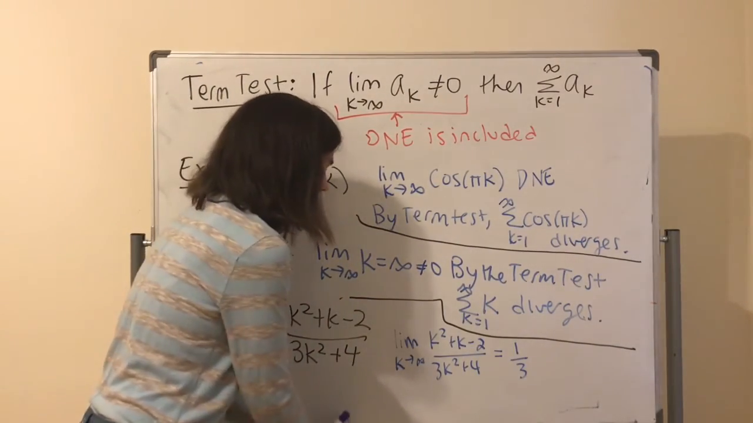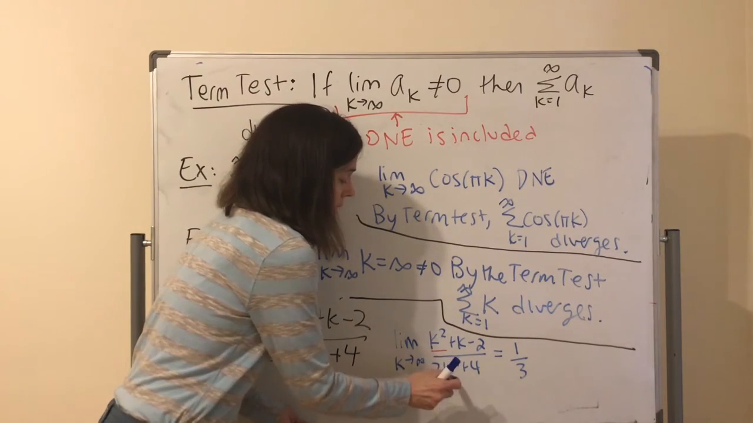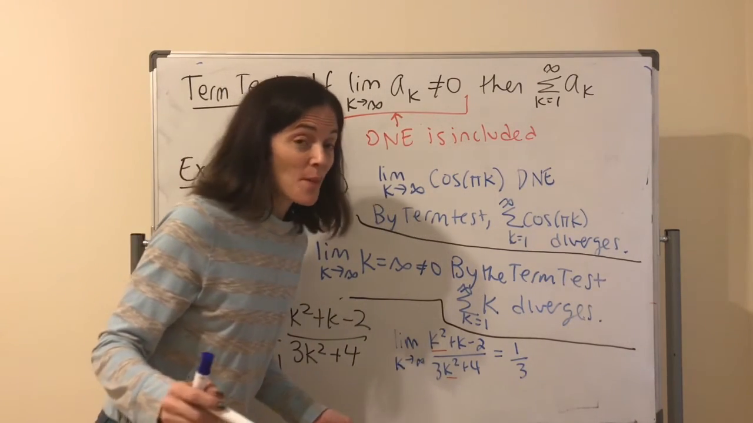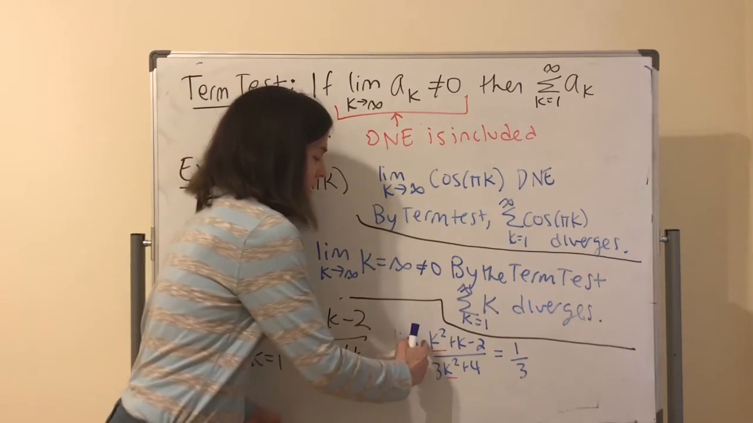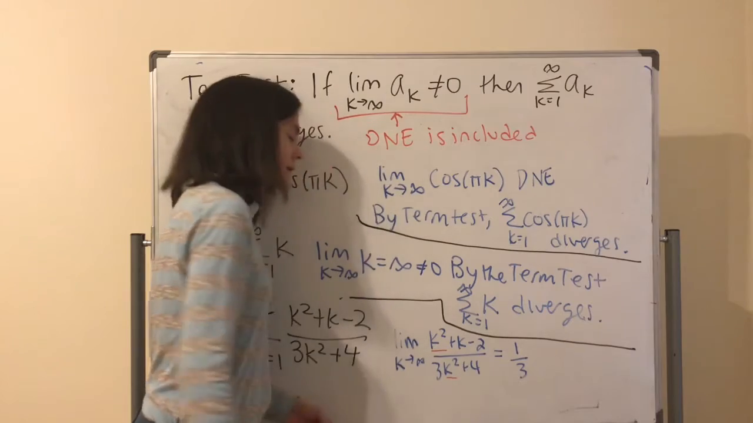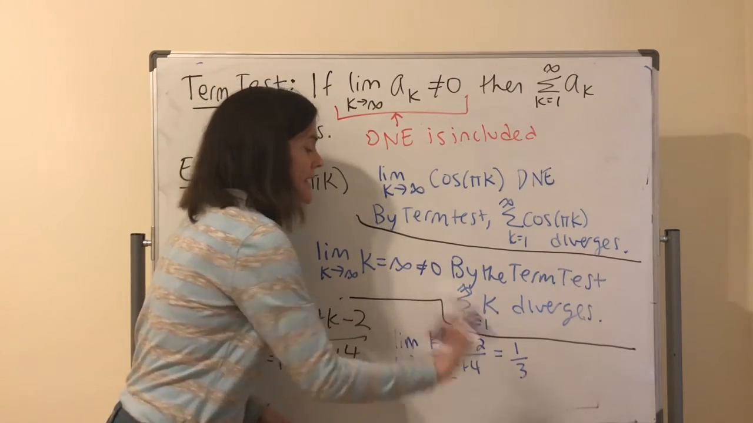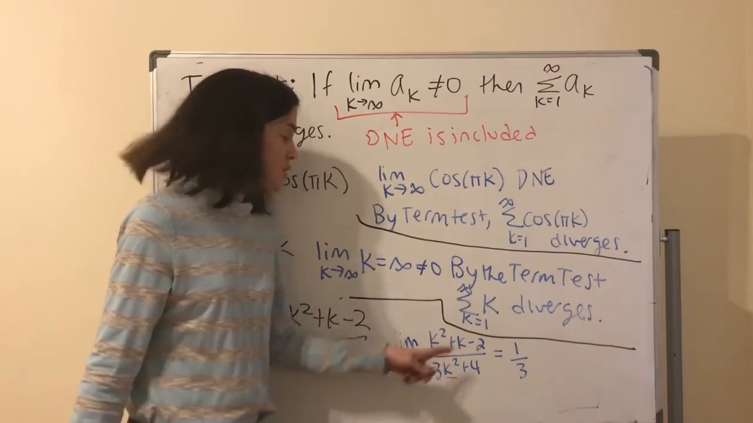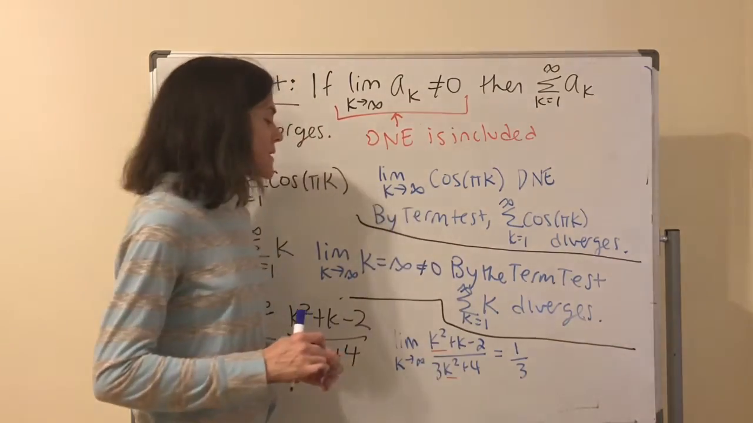Well, one thing you could do is just look at the highest power. It's polynomial divided by polynomial. The highest power, okay, they match. So it would just be this coefficient over this one. If you don't trust yourself to do that, you could, for example, divide everything by k squared, each term in the numerator, each term in the denominator, then take a limit and you will see 1/3.